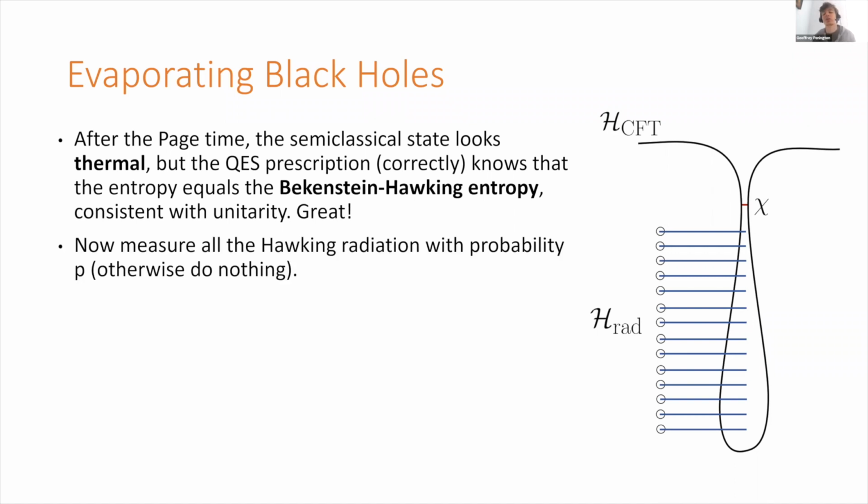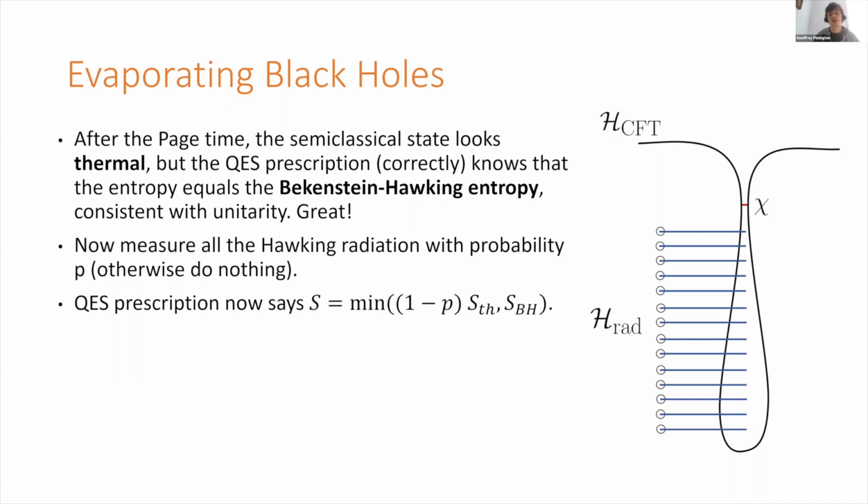But now what we're going to do is take that state, and with probability P, we're going to measure it so that it gets projected into some pure state, whatever that might be. Okay, maybe we do a measurement in a product basis or something like that. And with probability 1 minus P, we just do nothing and leave the state unchanged. So the semi-classical description now has probability P of this being pure and 1 minus P of it being thermal.